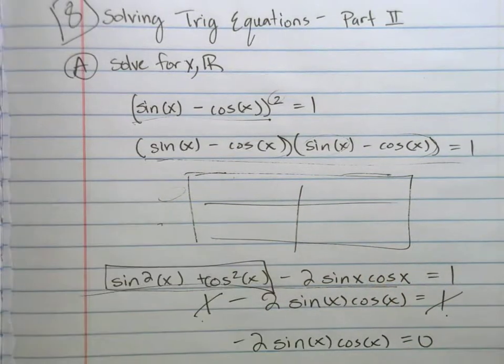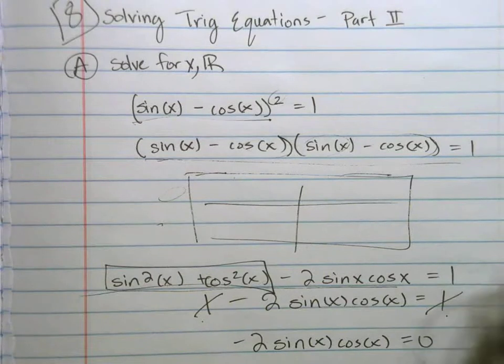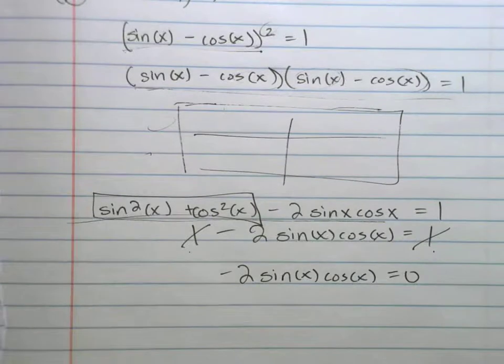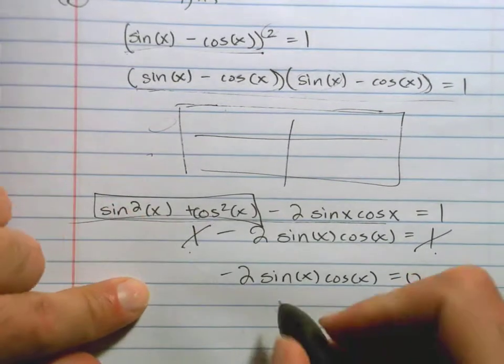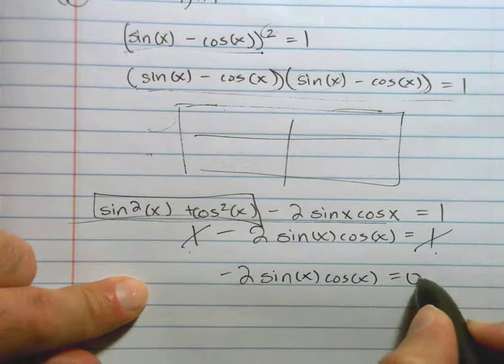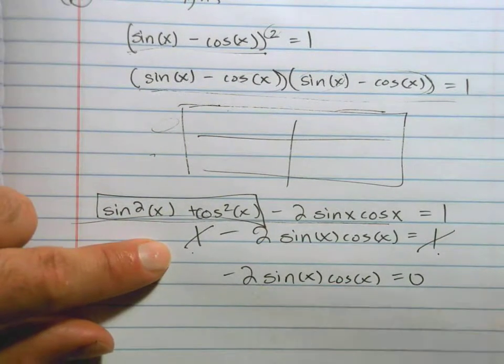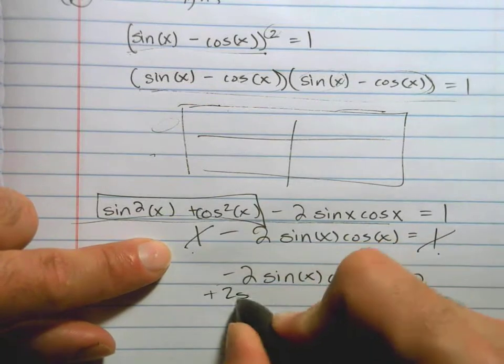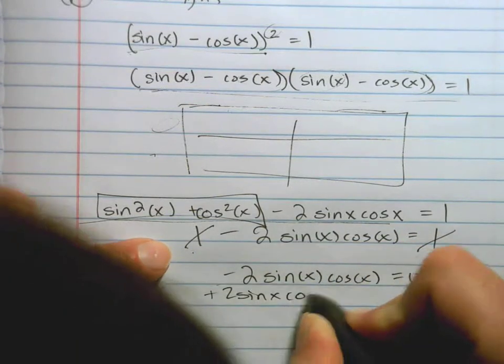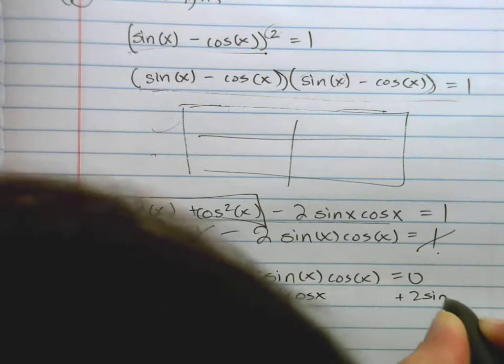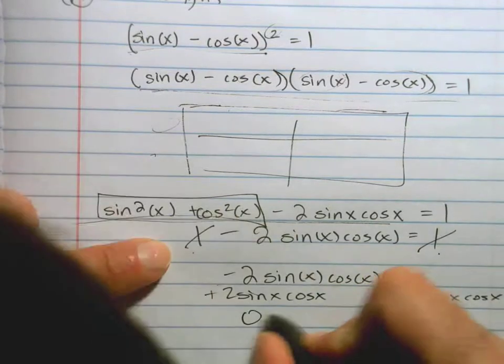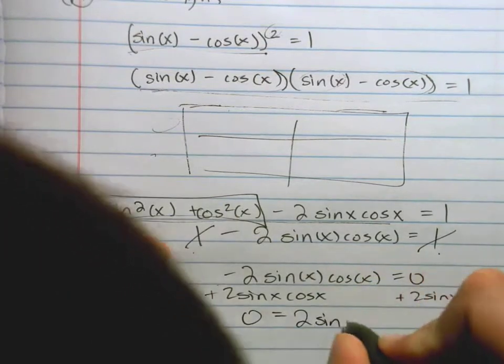What does this stuff mean? Well, now I'm back into the land of solving things. If I wanted to, I could add this to that side, and that way I'd have a positive number. So this negative doesn't really matter here. To show you what I mean, let's add 2 sine x cosine x to both sides. So now I have 0 equals this stuff. Doesn't make much of a difference.